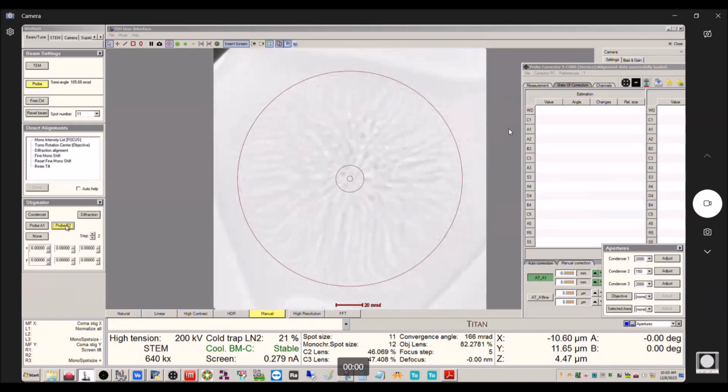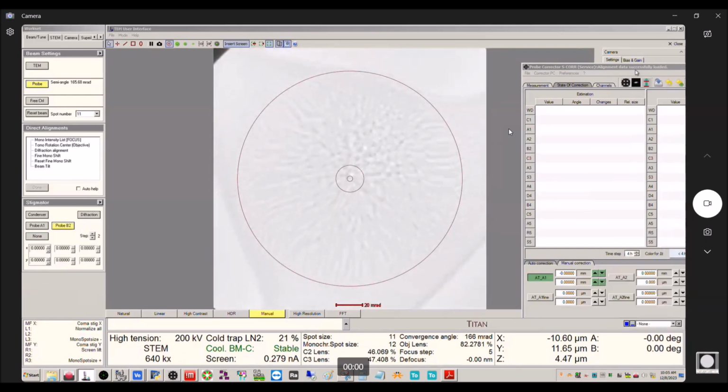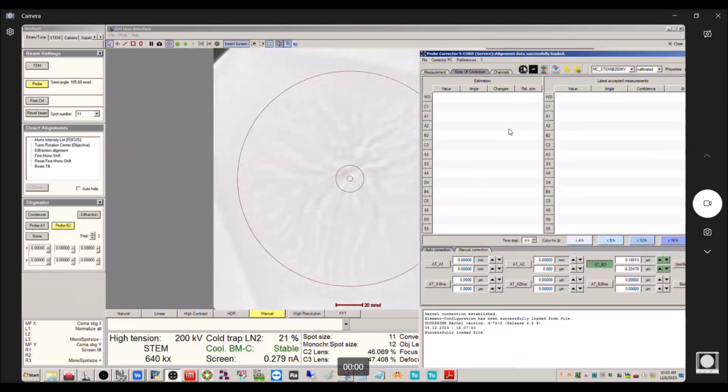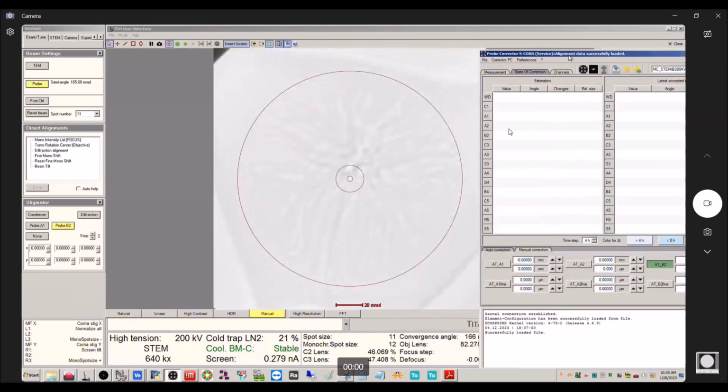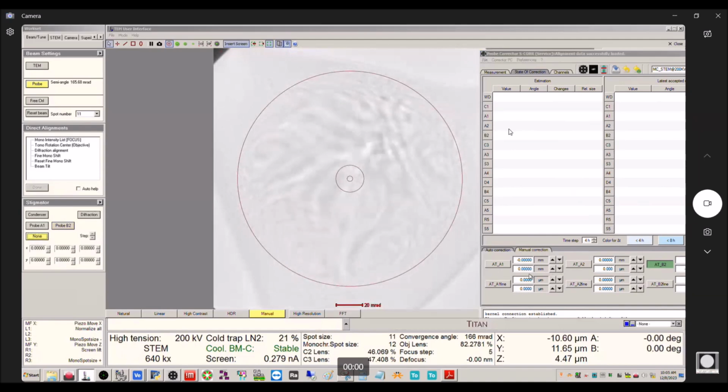So now again, with the spot size I have here, monochromator spot size 12, I'm not going to get the smallest probe here, okay? I'm trying to get a lot of current with this, so understand that, of course. But that looks reasonable for what we want to do here. I mean, if we turn this off here.